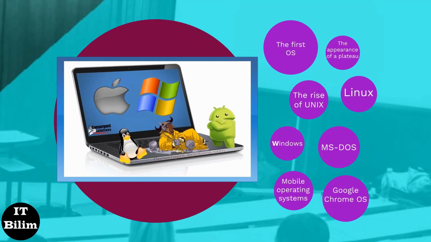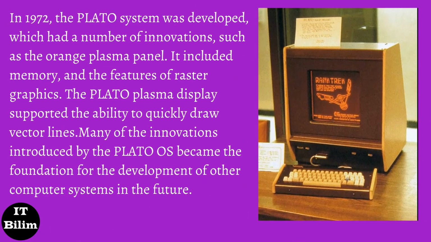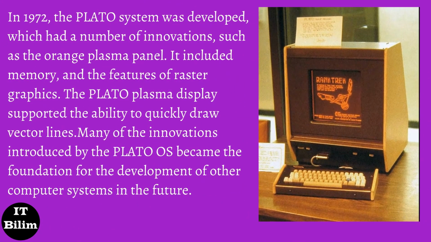The appearance of Plato. In 1972, the Plato system was developed, which had a number of innovations, such as the orange plasma panel. It included memory and the features of raster graphics. The Plato plasma display supported the ability to quickly draw vector lines. Many of the innovations introduced by the Plato OS became the foundation for the development of other computer systems in the future.